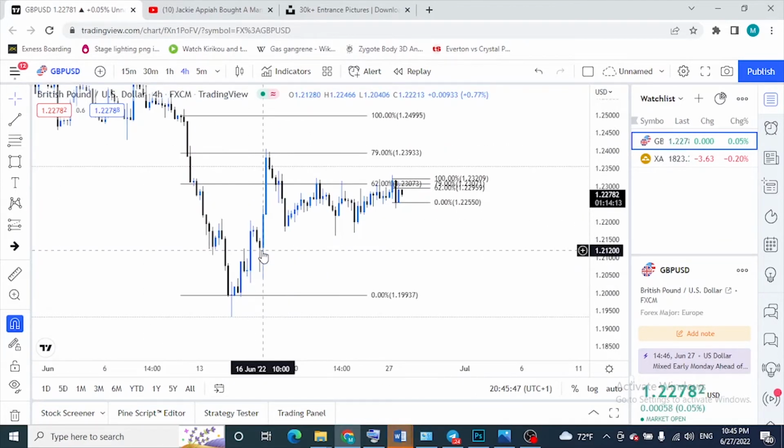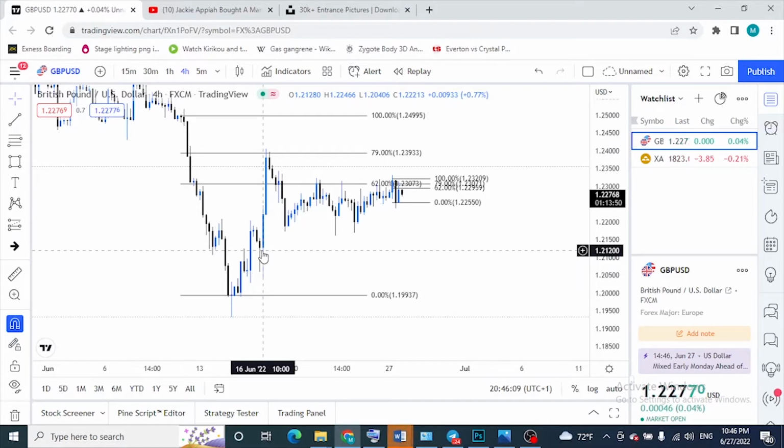So right here, most of you are going to ask me, how do you get your entries and how do you set your stop losses? How do you set your targets? For my targets, I know you've learned how to enter off of order blocks, but for me, I do not enter off of order blocks most of the time.